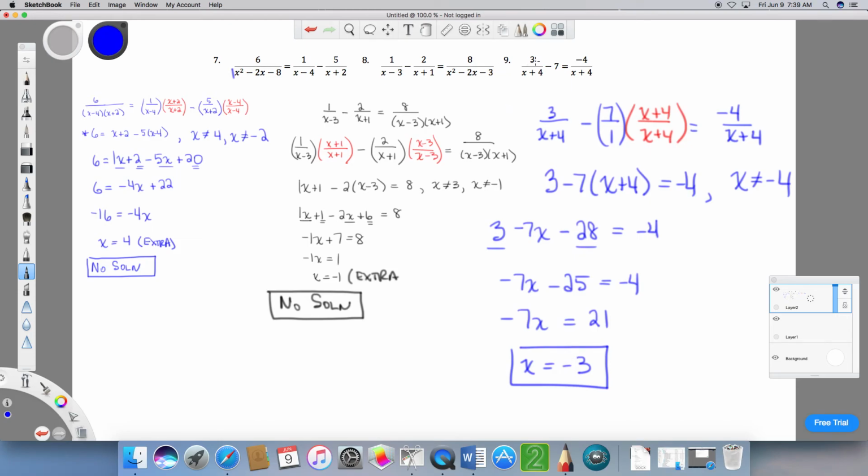If you plug it in and get a number on the left-hand side, and plug negative 3 in and get a number on the right-hand side, those numbers should be the same. It should satisfy this original equation.